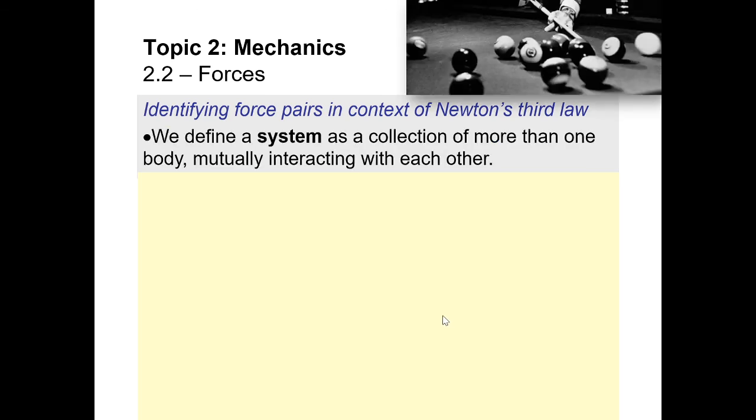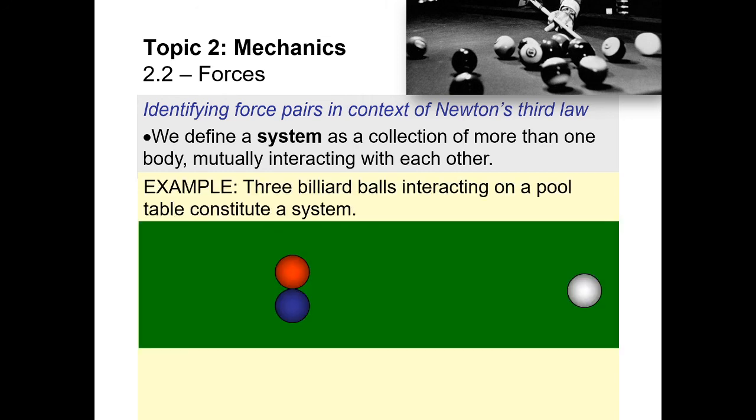Okay, now whenever you work with Newton's third law, you have to be able to identify action-reaction force pairs. And so usually when you have a collection of objects that are colliding or exert forces on each other, you have what's called a system. And a system is just a collection of more than one body, which is mutually interacting with the other bodies.